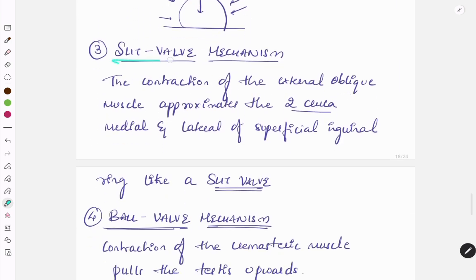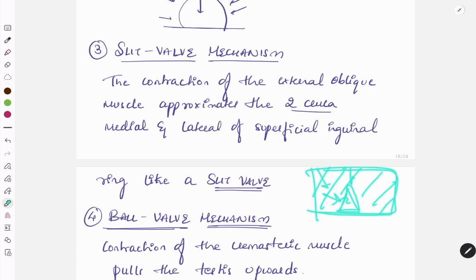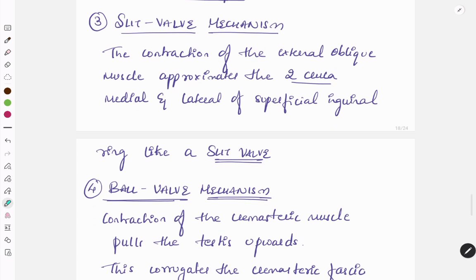So the next mechanism we have is the slit valve mechanism. In this, you have to remember the external oblique muscle. We all know that only in the external oblique muscle do we have the superficial ring, right? The contraction of the external oblique muscle approximates the two crura, medial and lateral, of the superficial inguinal ring like a slit valve. So here we have your superficial inguinal ring in the external oblique muscle, and when this muscle contracts, these two crura are approximated to each other, and therefore they prevent the contents from coming out, that is, they prevent herniation.